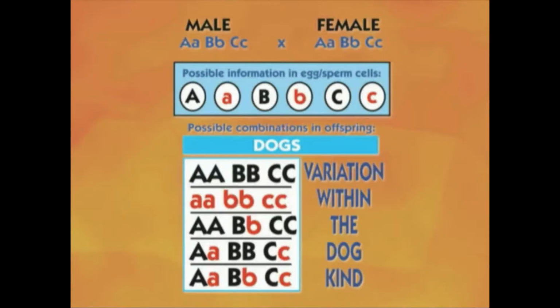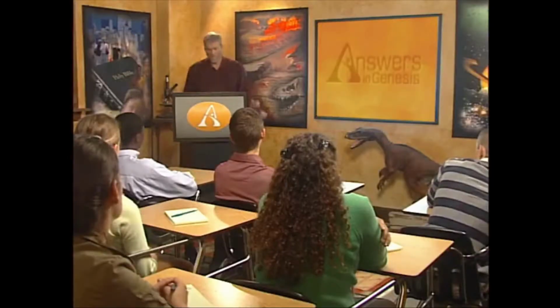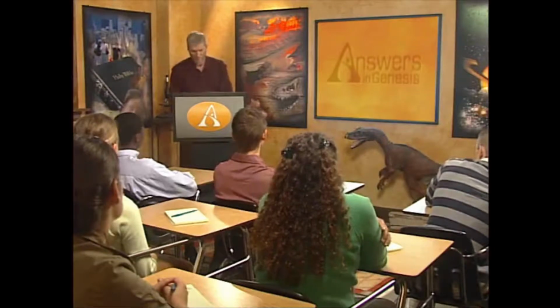Now notice something. This one here has all big A's, big B's, big C's. It doesn't have the little a's, little b's, little c's, which means it's lost information. It still has the information to be a dog, but it's actually lost some variability because it's lost the variability in the little a, little b, little c. Now, I want you to think about this. How much variability do you think God put into the original gene pool?